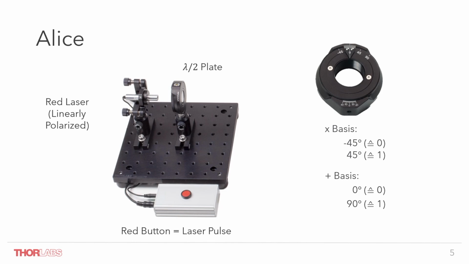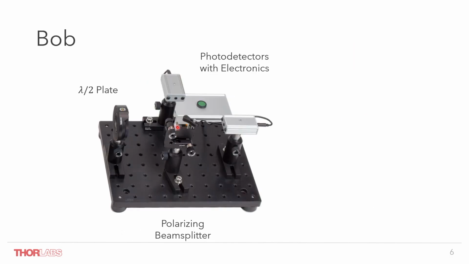So this is Alice. Then let's have a look at Bob. Bob similarly features a half-wave plate. I'm going to explain what that does in a second. The light then goes towards a polarizing beam splitter, and then the light can either be transmitted towards a photodetector or reflected towards another photodetector. The half-wave plate decides whether it's transmitted or reflected, and then we just call the transmitted path a 0 and the reflected path a 1.